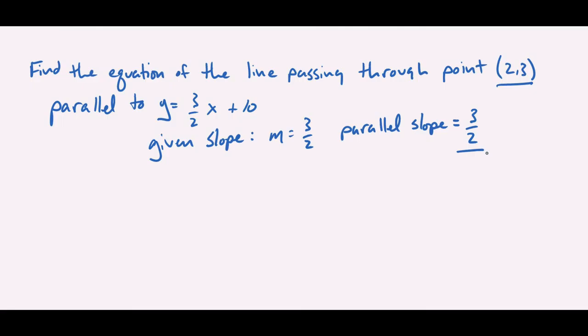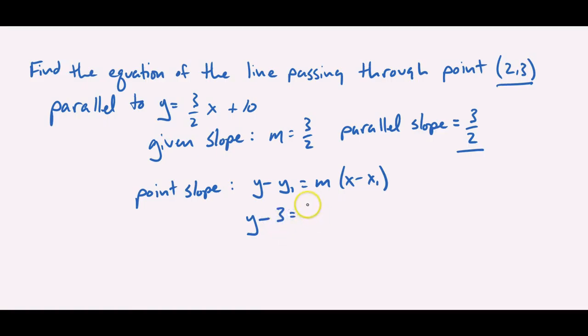To start this off, to come up with the equation, we're going to start off with the point-slope formula. And just a refresher, that was y minus the y value equals the slope times x minus the x value. So in this case, y minus the y value. In the point that we were being given, the y value was 3. The slope, which we found to be 3/2, times x minus the x value. And the x value in this case is 2. So there's our equation in point-slope.